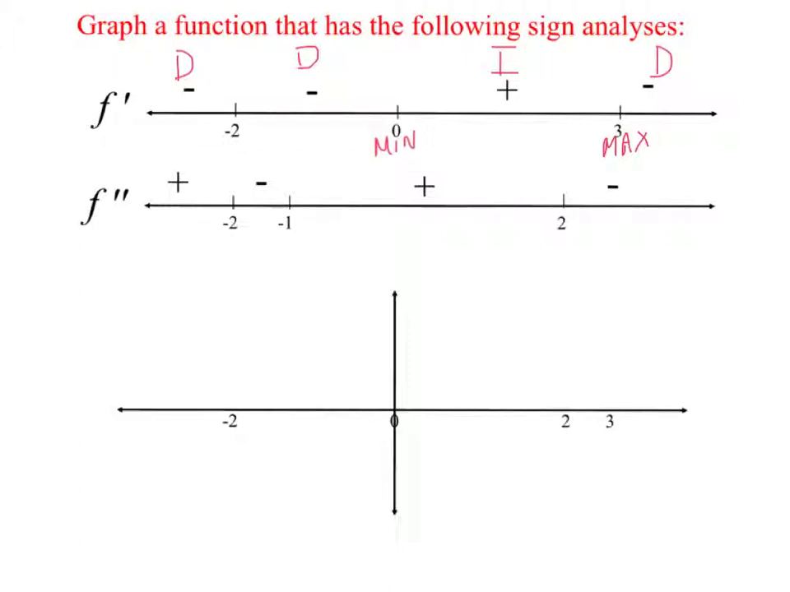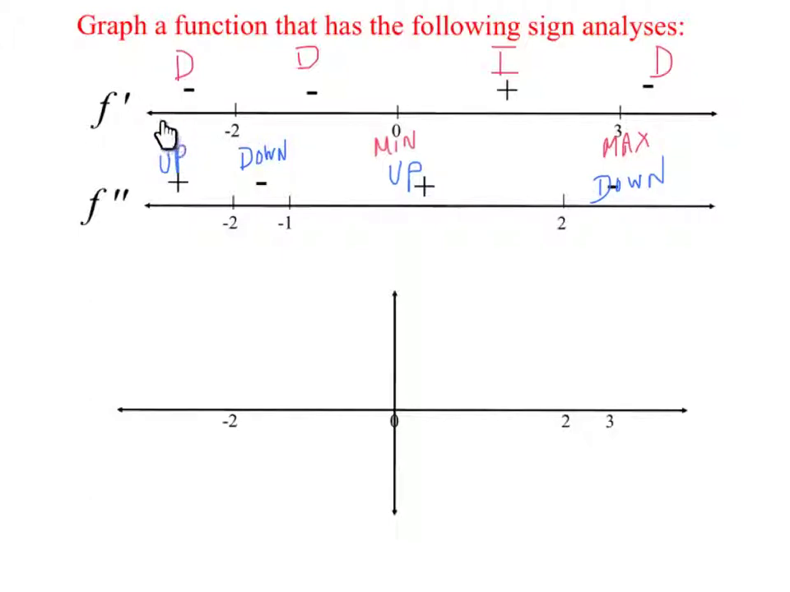From -infinity to -2, the second derivative is positive, so I know I'm concave up. From -2 to -1, I'm concave down because the second derivative is negative. From -1 to 2, the second derivative is positive, so again I'm concave up. And from 2 on, the second derivative is negative, so I'm concave down.